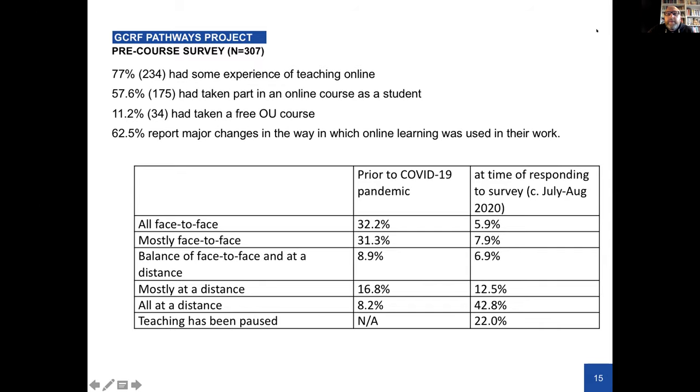And what was the consistent picture was that people were saying they were already experiencing a big change in how they were doing their job because of the move towards online learning in the pandemic. You can see from the information in the table here. Whereas about a third were doing purely face-to-face and roughly a third mostly face-to-face before the pandemic, those numbers came right down to about 6%, 7%, 8%. During the pandemic, 42% of people were teaching purely at a distance, another 12.5% mostly at a distance. Before, that was only a quarter of the entire cohort. So you can see that people were already in the midst of that pivot and that move to online learning when they started taking the Pathways courses.